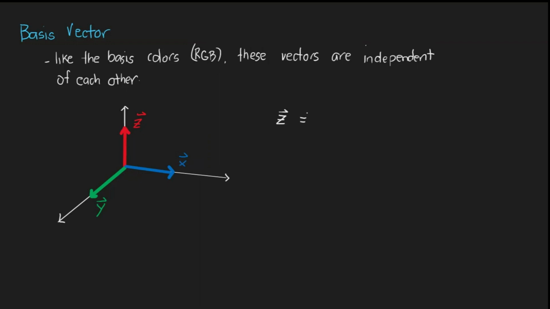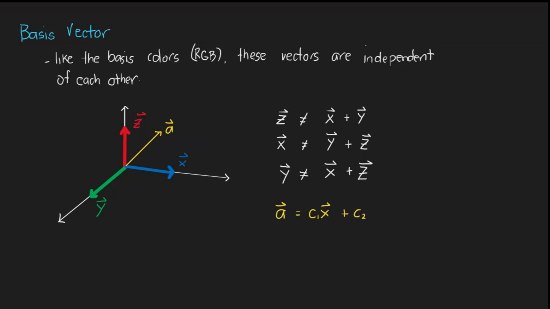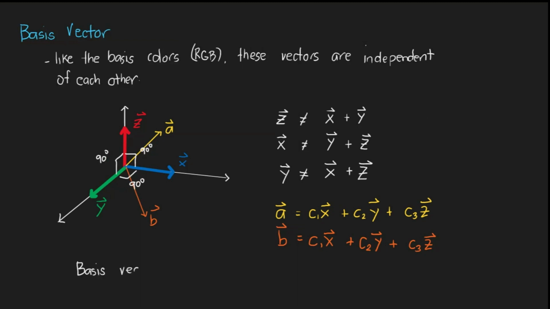You will see here that vector z cannot be represented by vectors x and y. Vector x cannot be represented by vectors y and z, as well as vector y cannot be represented by x and z. But any vector, like for example vector A, can be represented by vectors x, y, and z and their corresponding coefficients, and another example, vector B, represented by x, y, and z with their coefficients. You will also see that basis vectors have exactly 90 degrees displacement to each other, and we say these basis vectors are orthogonal to each other.